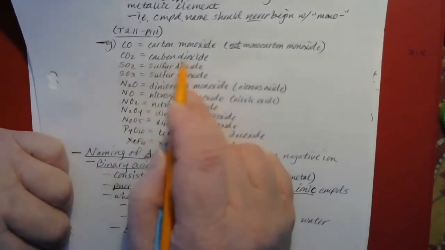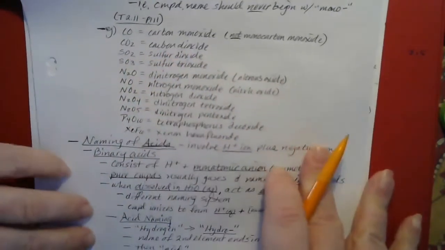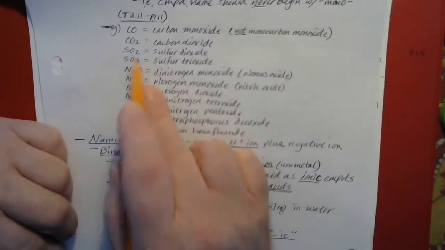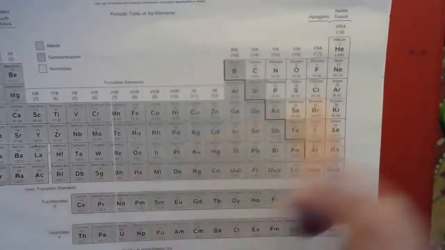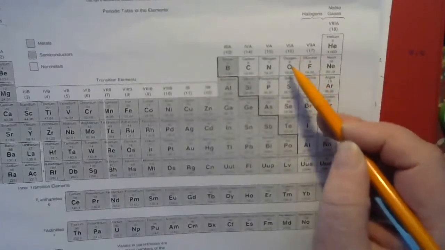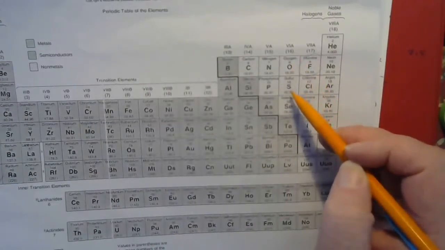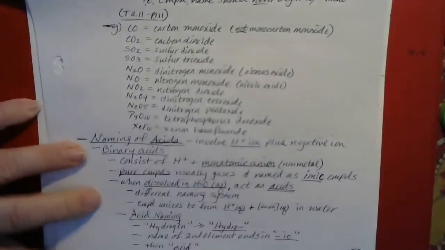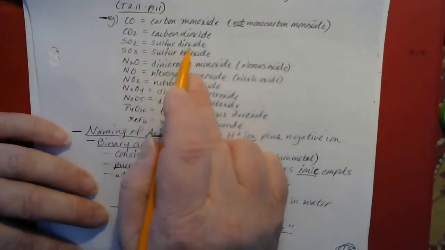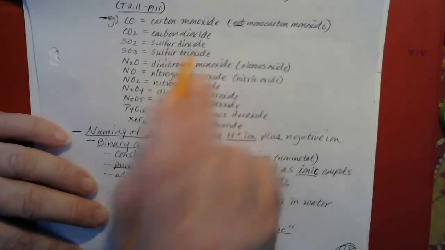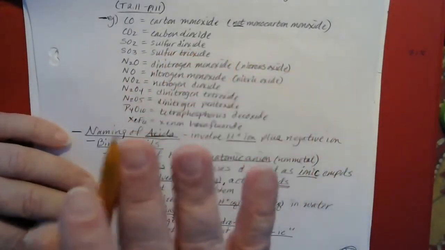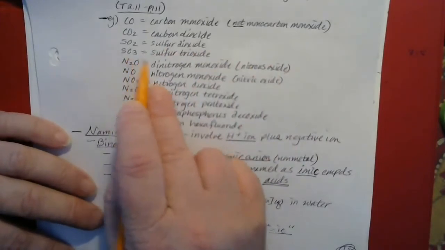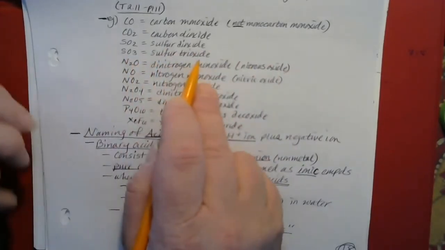CO2 is carbon dioxide. Okay, not monocarbon dioxide, but carbon dioxide. SO2, notice with sulfur, sulfur is below oxygen, so that's the more metallic element present. Oxygen is less metallic, so sulfur comes first. That would be sulfur dioxide. Again, not monosulfur dioxide, but sulfur dioxide. SO3 would be sulfur trioxide.